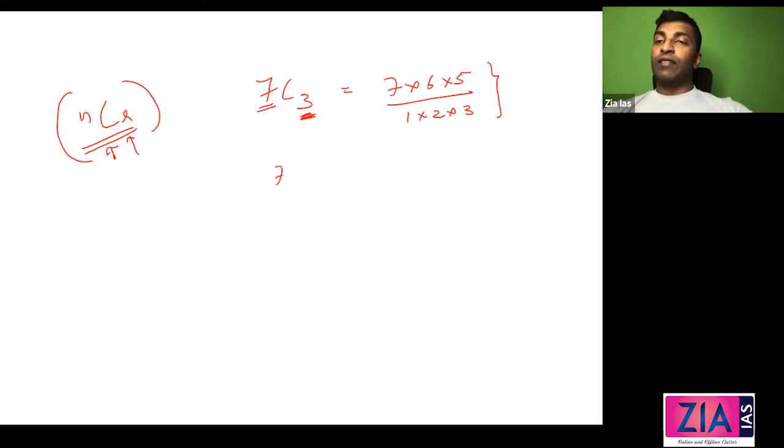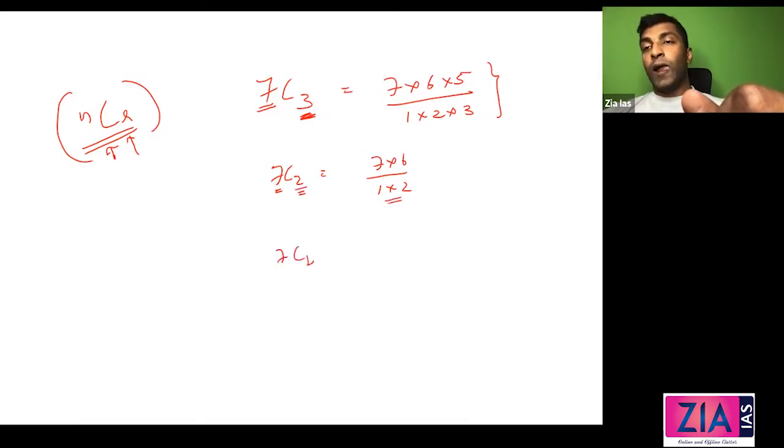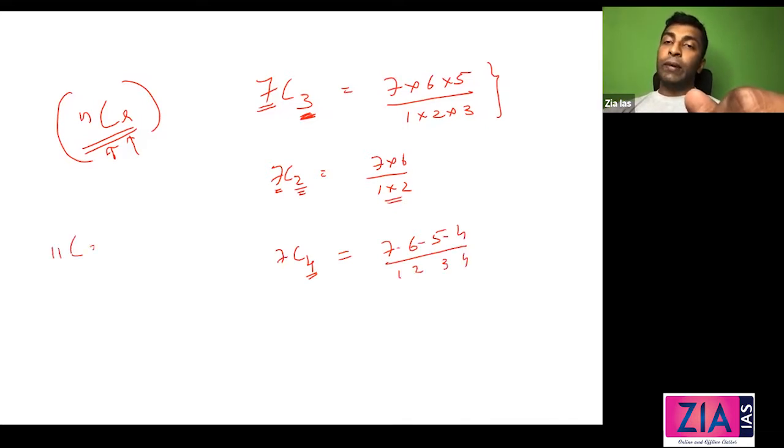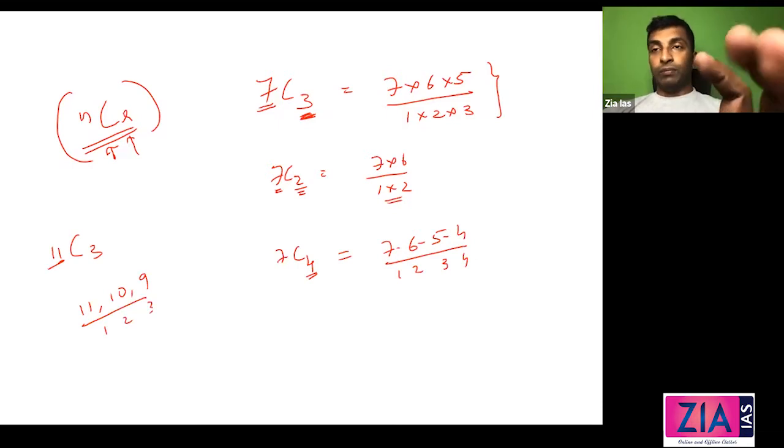Okay, what if it is 7C2? This is 2, so take only 2 terms, 7, 6 divided by 1, 2. I hope this is clear. Why 1, 2? Because 2 terms. What about 7C4? Take 4 terms, 7, 6, 5, 4, multiplied in between, divided by 1, 2, 3, 4. 11C3, take 3 terms, 11, 10, 9, divided by 1, 2, 3.